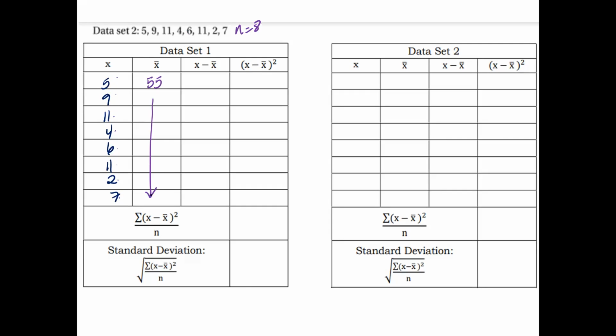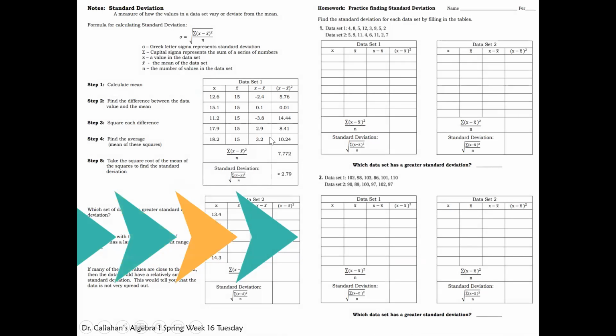55 divided by 8 is going to give you 6.875. Next, you're going to subtract them from each other. So 5 minus 6.875, so negative 1.875. And you're going to do that for all of them. And you're essentially just going to repeat this with this part right here. When you're done with data 1, you're going to do the same thing with data 2. And then you're going to go down to the bottom over here and give this one a try as well.